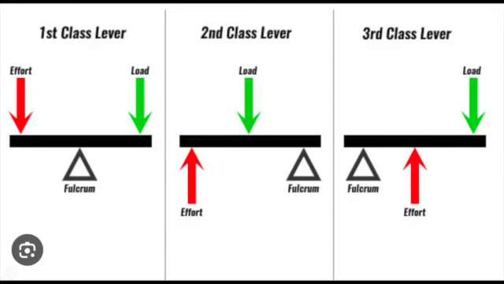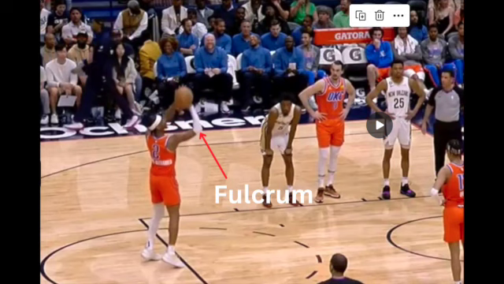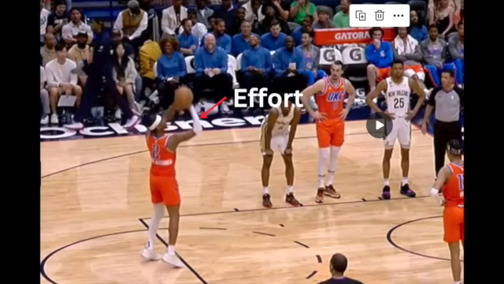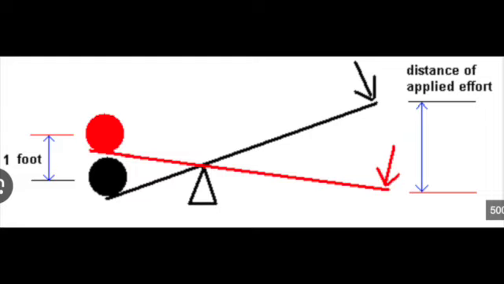There are 3 types of levers: first, second, and third class levers, depending on where the effort, load, and axis are located on the lever. A basketball shot is a third class lever, with the fulcrum being the elbow, the effort being the forearm, and the load being the ball. The larger the lever, the more velocity that lever can generate to the load of the lever.